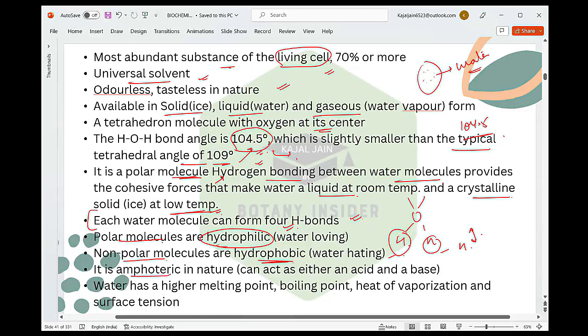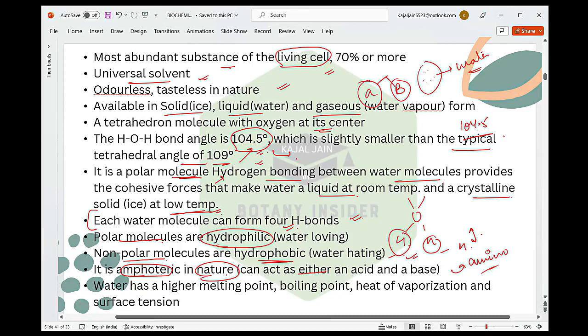Then it is amphoteric in nature. What do you mean by amphoteric? Like in amino acids also you will get a better understanding. An amphoteric substance means a substance which can work both as an acid and a base. Okay, this is what amphoteric nature is, and this property is known as amphoterism. I repeat, when a substance is able to act as an acid and a base all together, it is called an amphoteric substance.